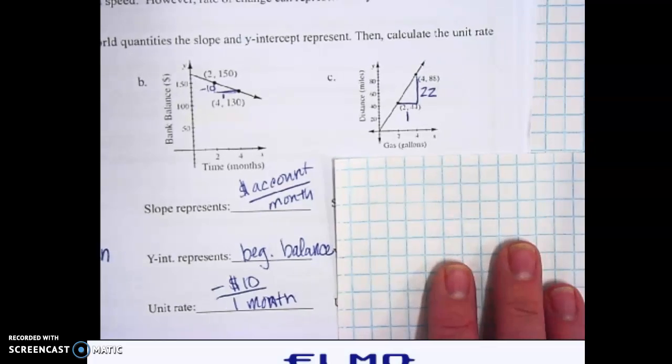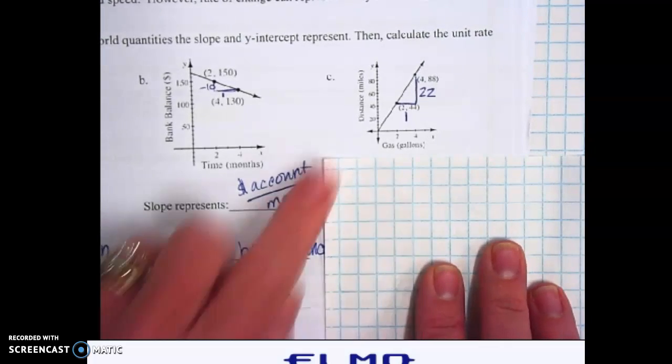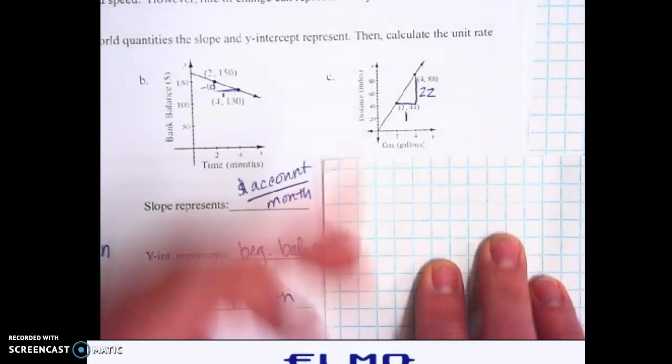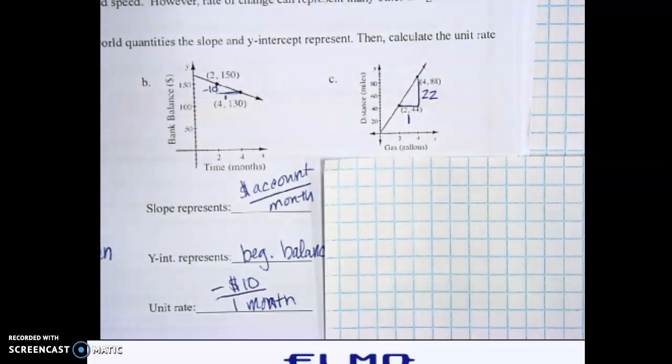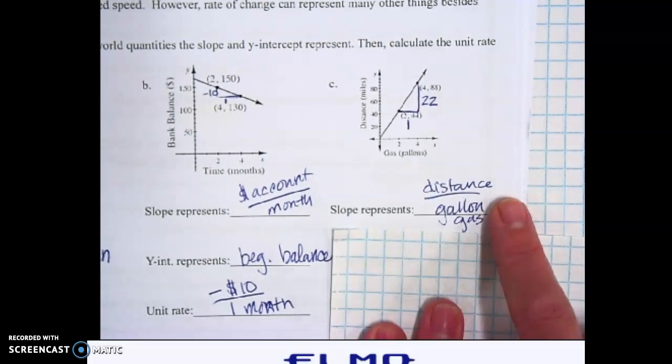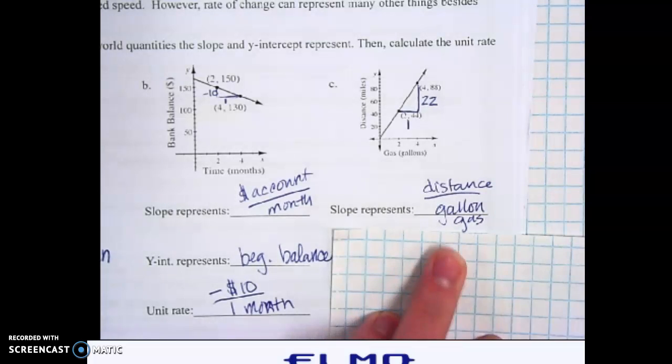All right? Then we've got a third graph. So let's look at our graph C. What is on the y-axis? Miles, okay? How far you traveled or the distance that you go in miles. What does the x-axis say? How many gallons of gas do you have, okay? So that's going to be your slope. Your slope is going to be the distance in miles over how many gallons of gas you have.